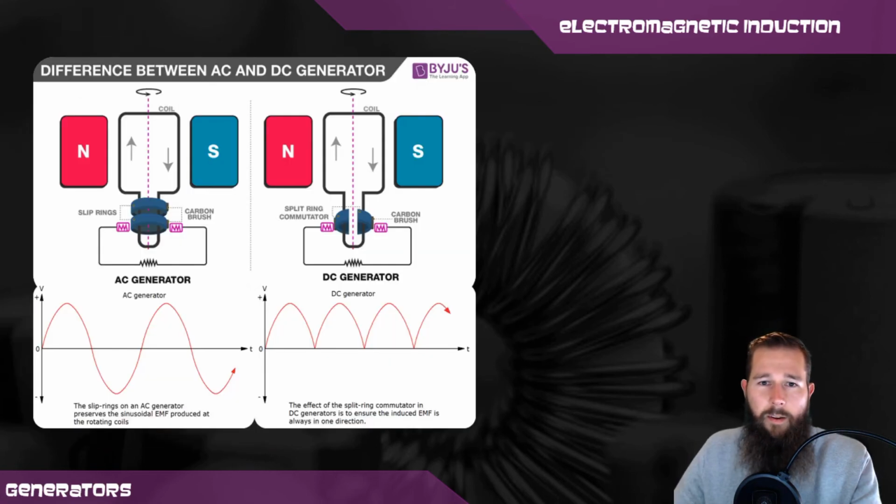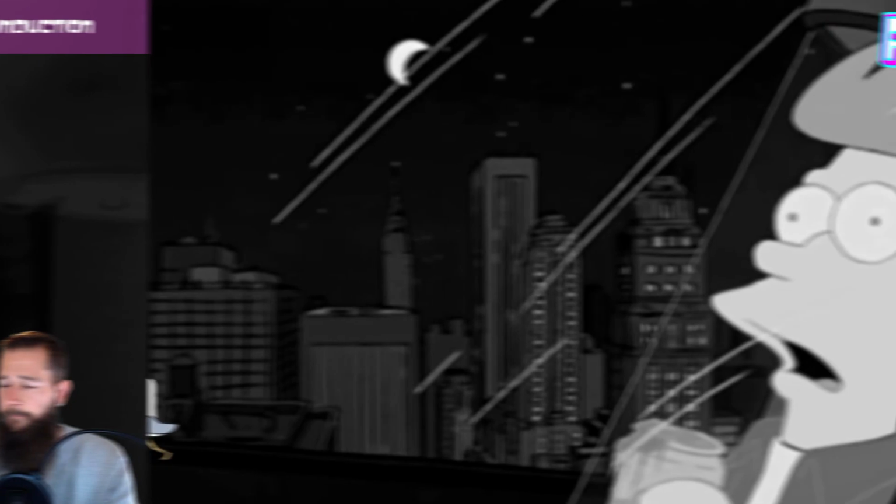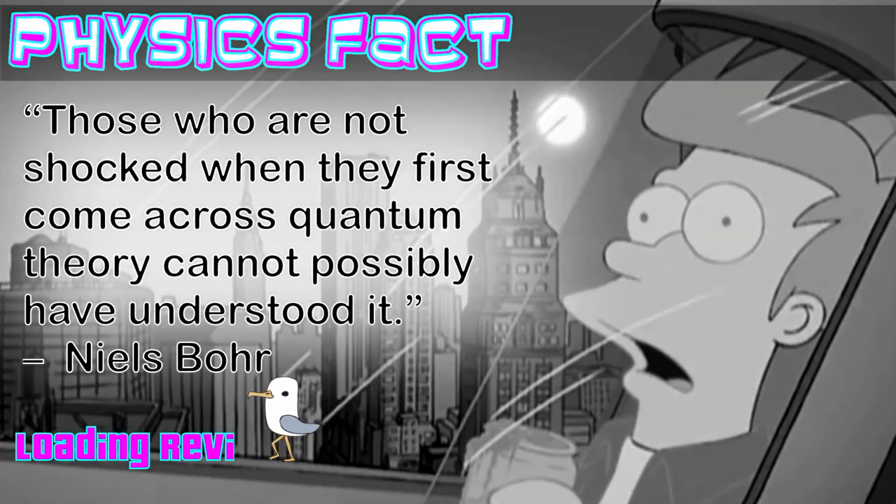So comparing the two in this diagram, everything above this red line in the diagram is the same in both cases. It's a rotating coil in a magnetic field. As the coil moves through the field, the current that is induced in the coil will move the same. It is when it's connected to the circuit in a different manner that the output is different.